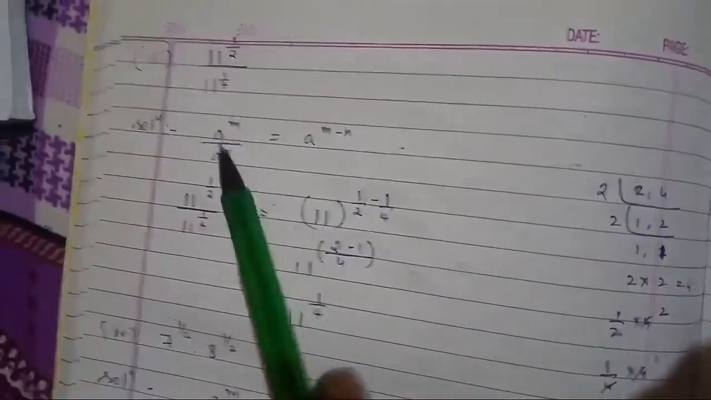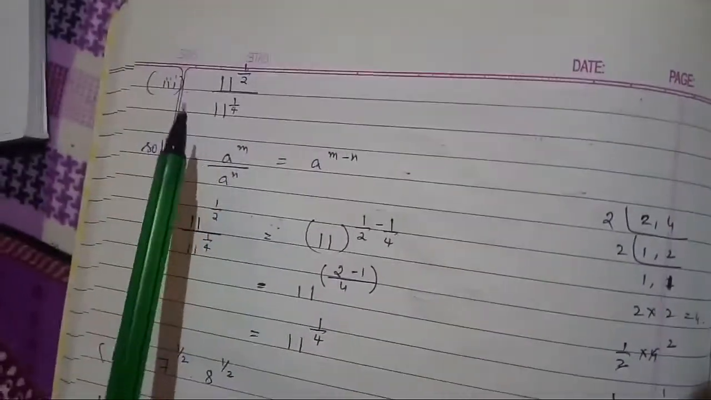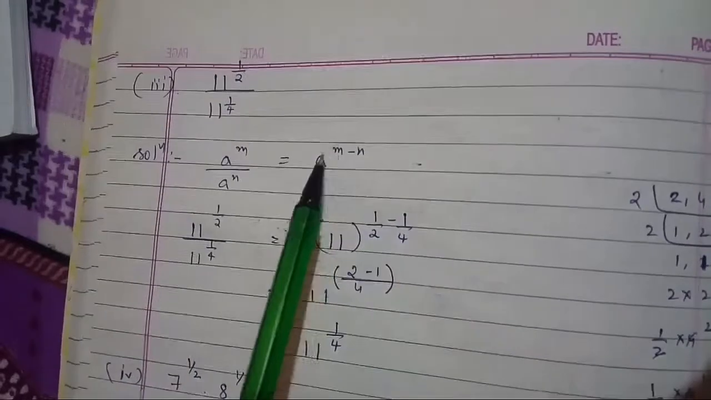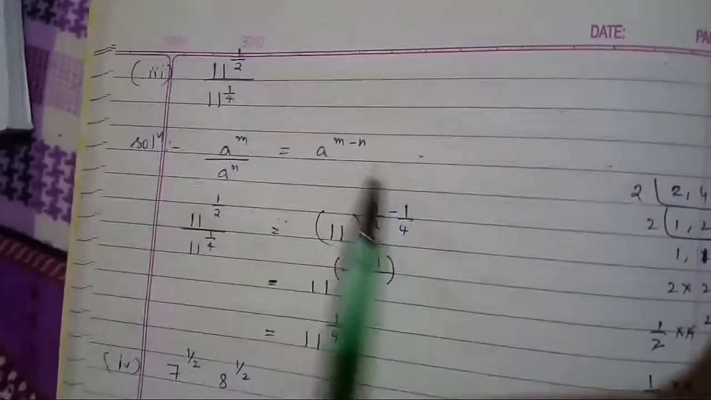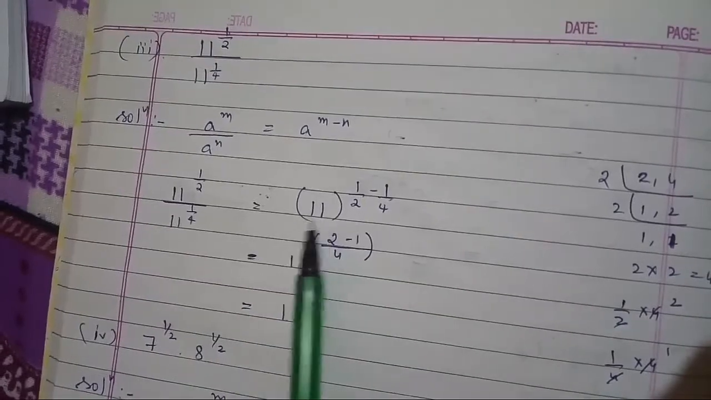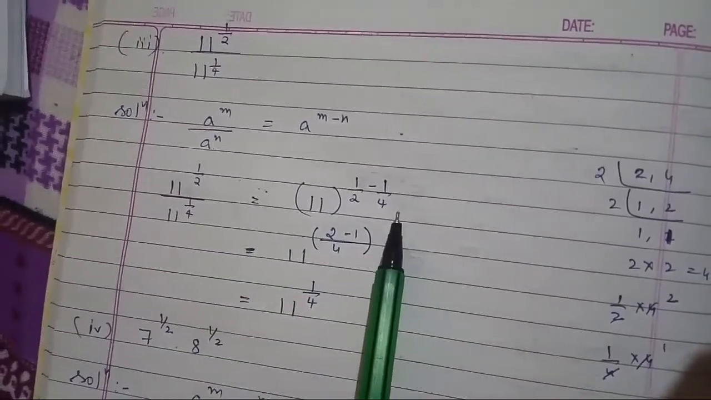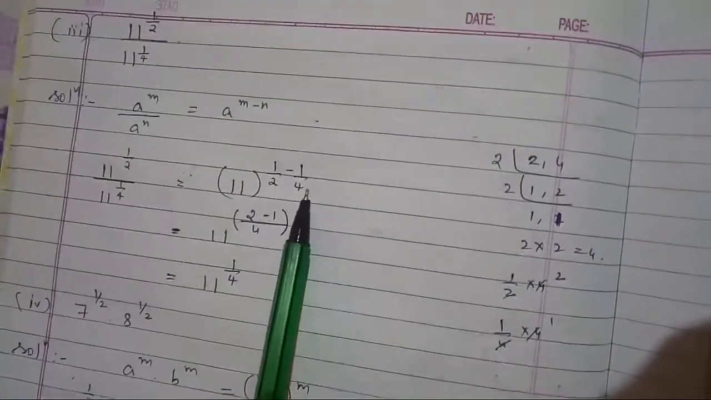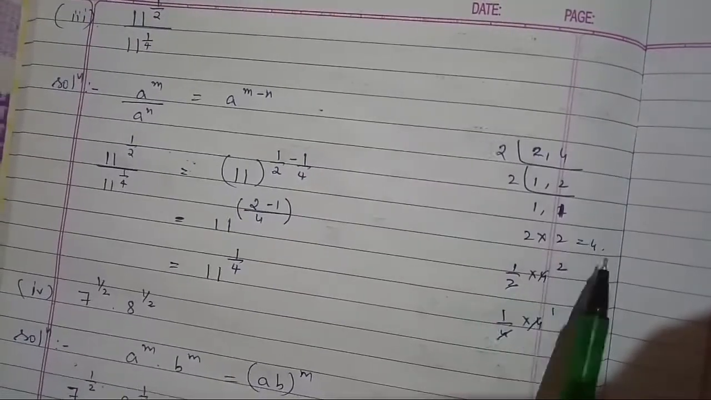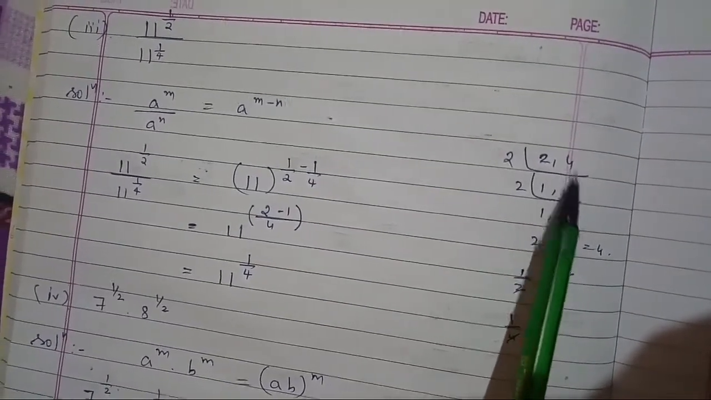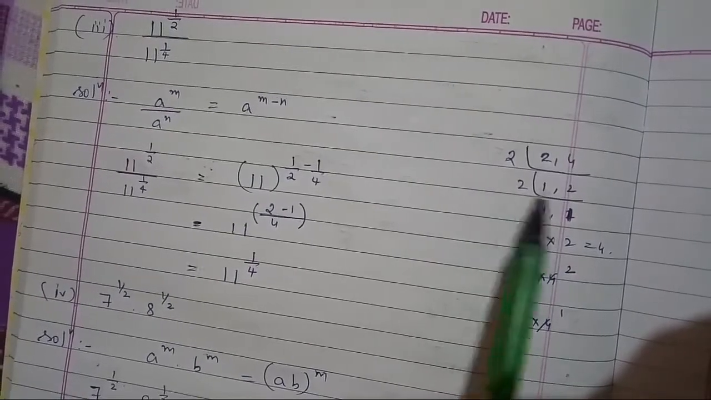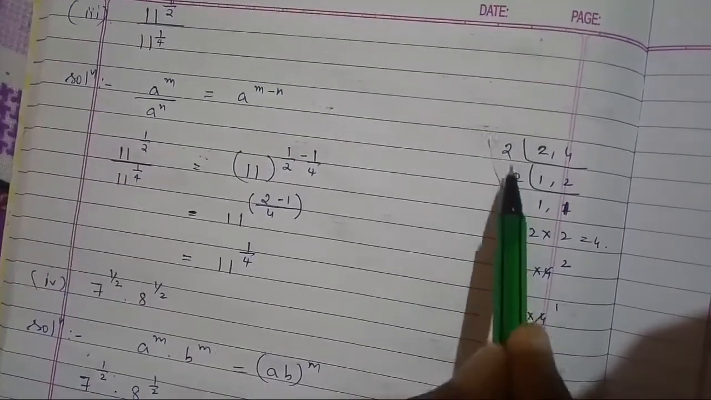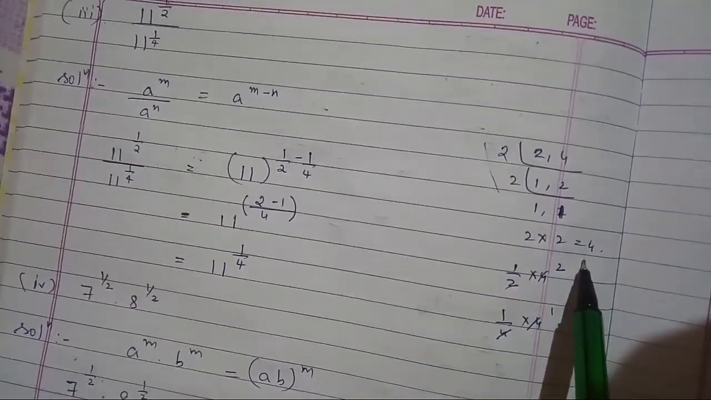Third problem, 11 to the power 1 by 2 divided by 11 to the power 1 by 4. It is in the form of a power m by a power n, which can be written as a power m minus n. Similarly, I have written here 11 power 1 by 2 minus 1 by 4. For this, it is in the form of fractions. We need to take the LCM for 2 and 4. For 2 and 4, we get 4. That is 2 ones are 2, 2 fours are 4. Multiply 2 into 2, 4. We get the LCM 4.